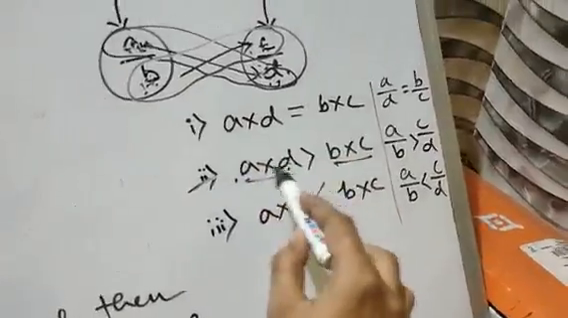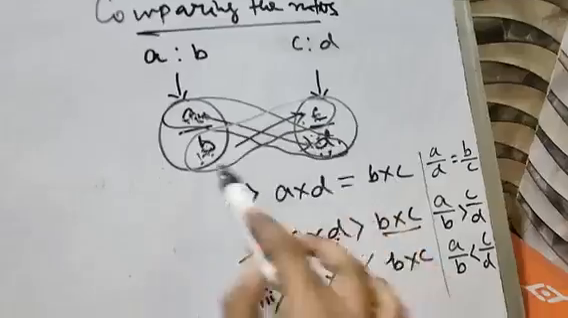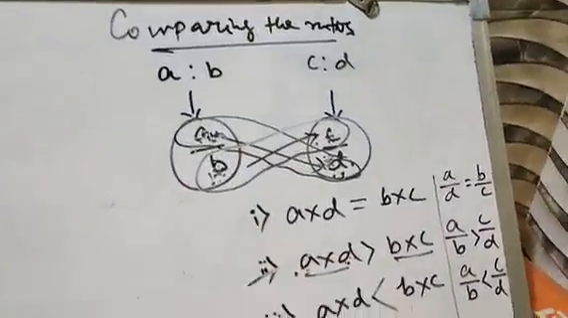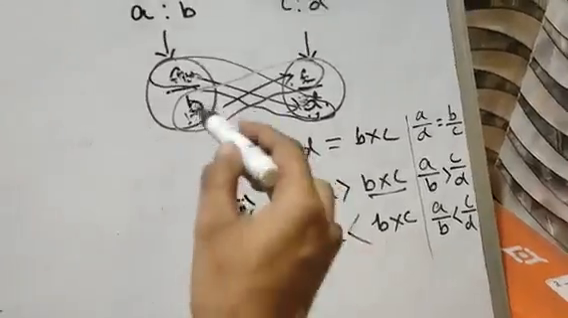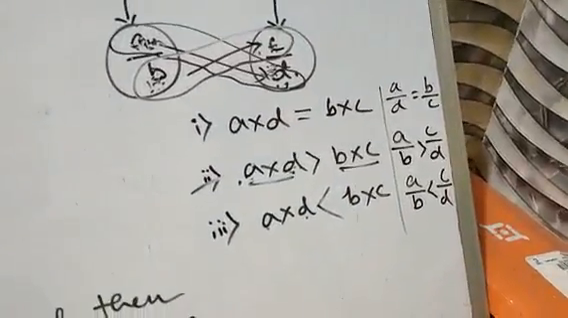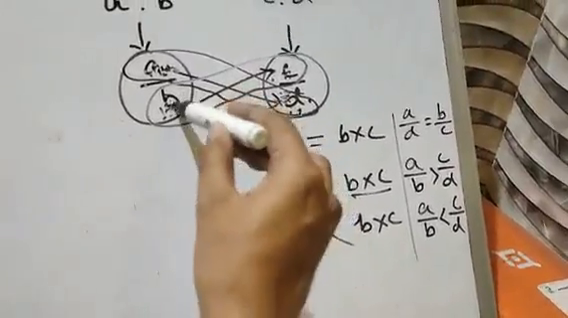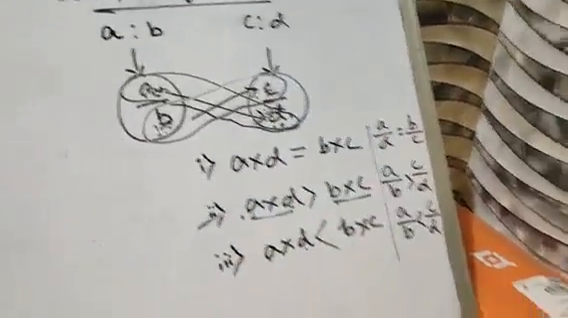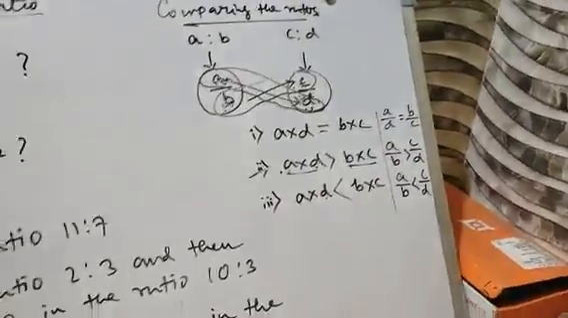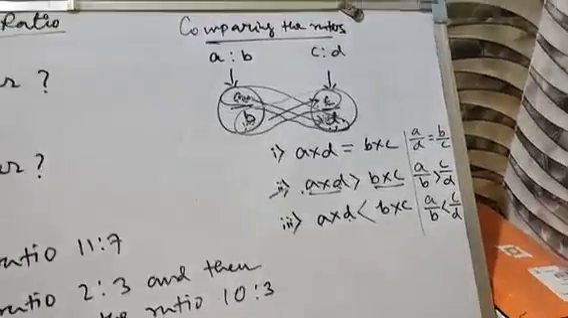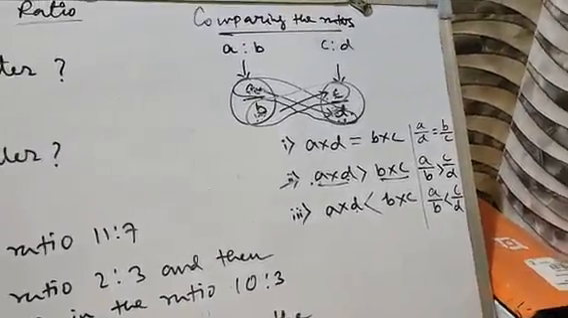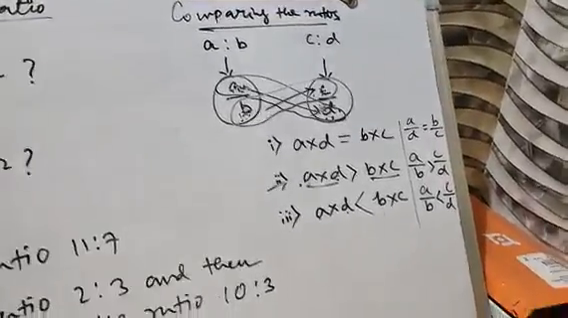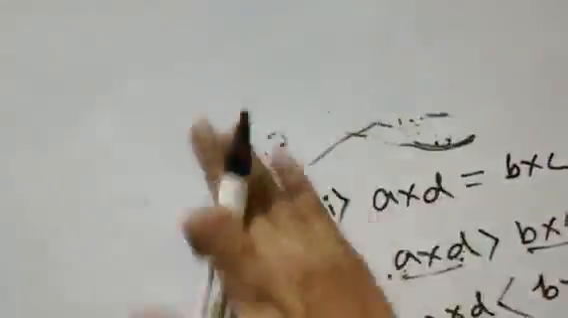So in the second case, A into D greater than B into C, so A into D is greater. Now between A and D, which one is in the numerator? A is in the numerator. So A by B will be greater. In the third case, A into D less than B into C. That means B into C is greater. So between B and C, which one is in the numerator? C is in the numerator. So C by D will be greater. So these three cases, when the question asks that compare the fractions or tell us which fraction is greater or which fraction is smaller, then we will remember these cases. Clear? Next, this is the comparison of two ratios.